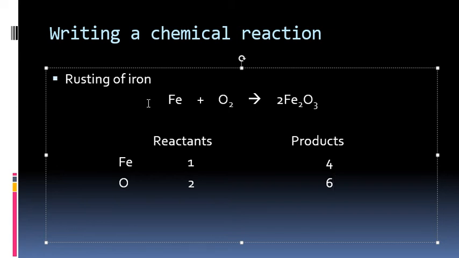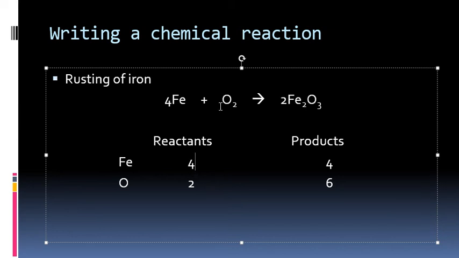So the next thing we can work on is balancing the irons and the oxygens on the reactant side of the equation. If we have currently 4 irons on the right side, then to get 4 irons on the left side, we just need to add a stoichiometric coefficient of 4 in front of Fe. And that brings our total number of iron to 4 on both sides.